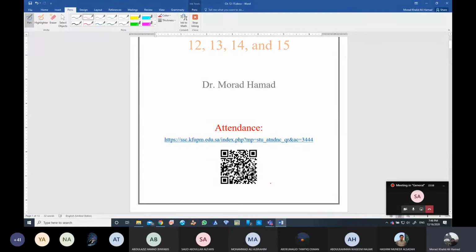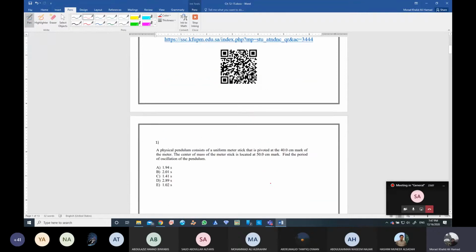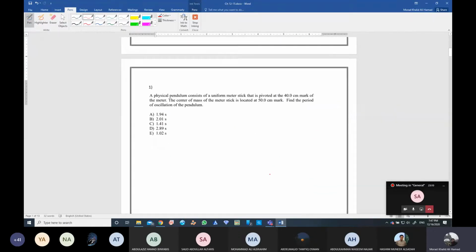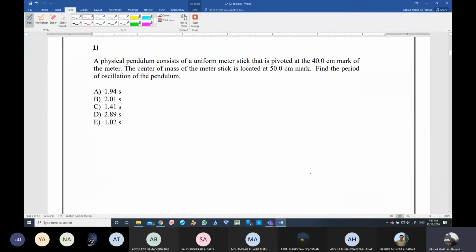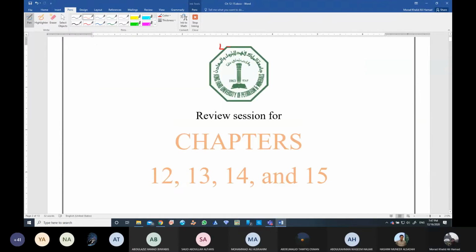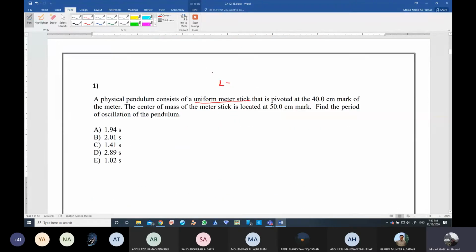Okay, in this session, I will start solving questions from chapter 15 and go back to 14, 13, and 12. For example, I will start from this question. Here in the first question, we have a physical pendulum consisting of a uniform meter stick. Wherever you see uniform meter stick, it means we have a length equal to 1 meter. And since it is uniform, the mass everywhere in this stick is uniform.